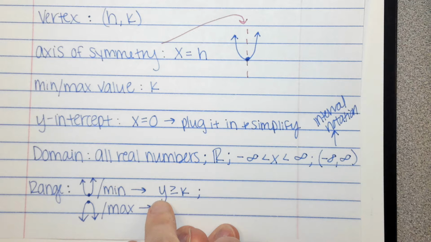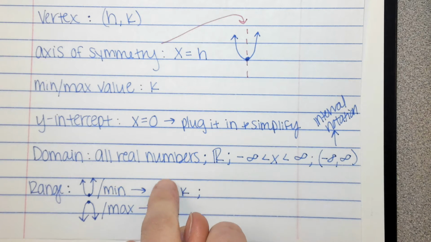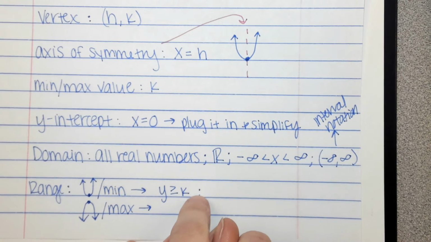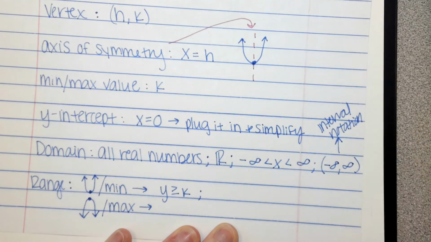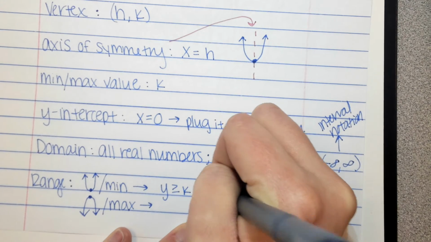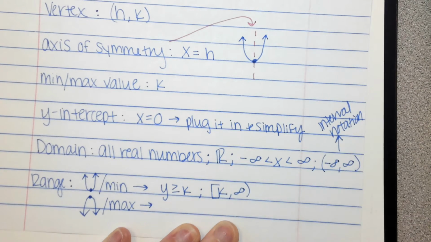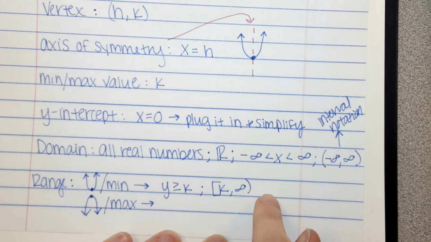Right? Sometimes in place of the y, it'll say all real numbers greater than or equal to k, but it means the same thing. For the range, it has to be greater than or equal to or less than or equal to some quantity. All right? In interval notation, it'll be bracket k, comma, infinity. Okay, because that means it starts here at k and then goes on and on forever.